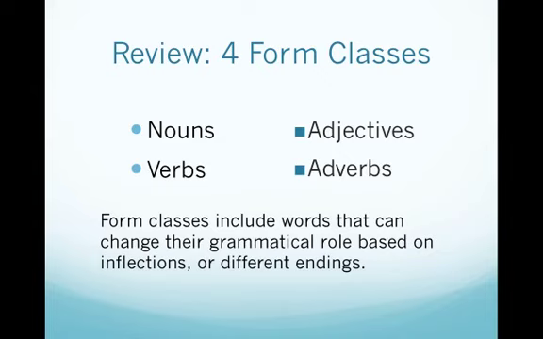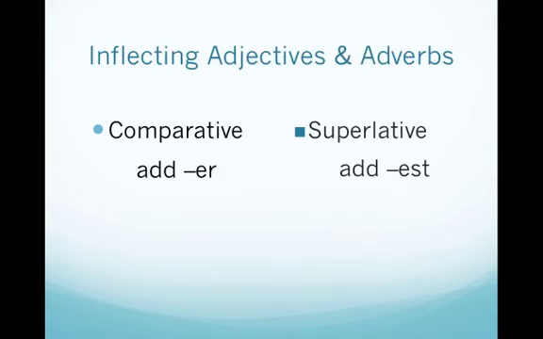Why? Well, remember we're talking about form classes, the four parts of speech that can change their endings, can be inflected. Nouns, verbs, adjectives, which modify nouns, and adverbs, which generally modify verbs. We can inflect adjectives and adverbs in two different ways. We have the comparative suffix, you add er, and then we have the superlative where you add est.